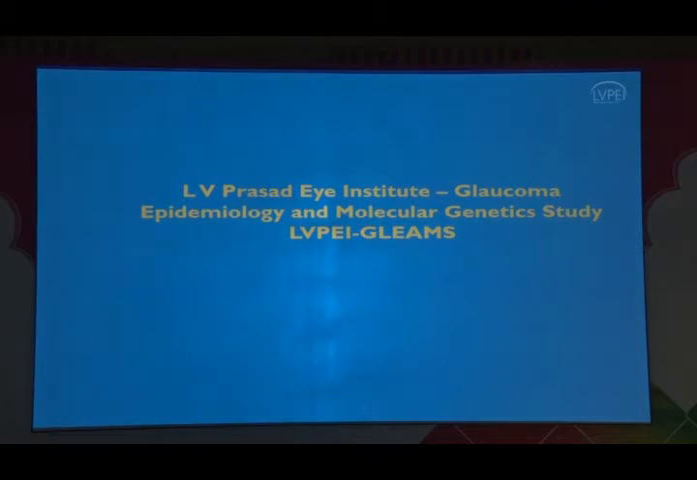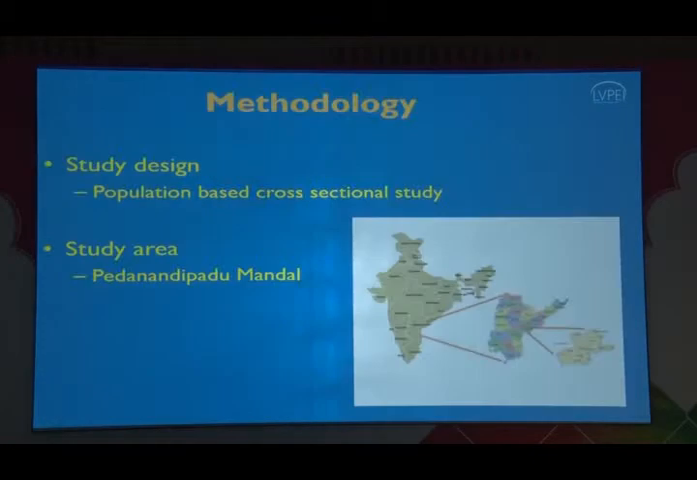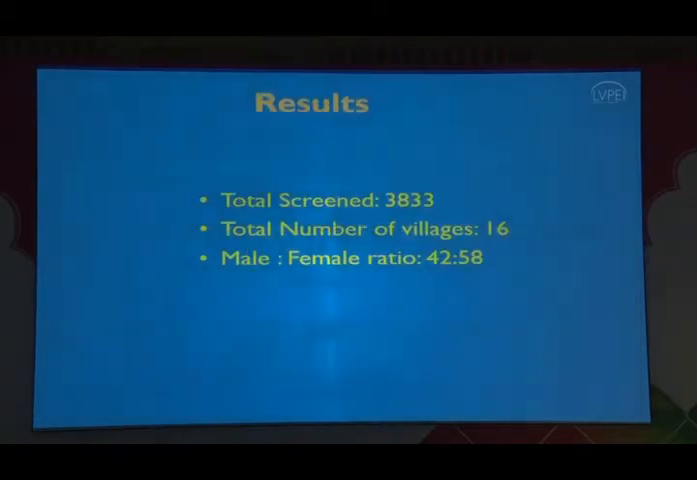So what we had done about 3-4 years ago is to start this study, which we called the L.V. Prasad Institute Glaucoma Epidemiology and Molecular Genetics, LVPEI GLEAM study. The idea here was that in one particular village where we have one of our vision centers, we had set up a lab where the population from the nearby villages above 40 years was screened and brought to that place, and a full detailed workup was done. We have screened about 3,833 patients with a detailed workup.